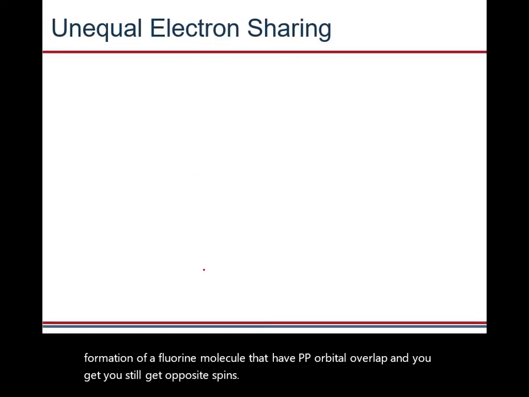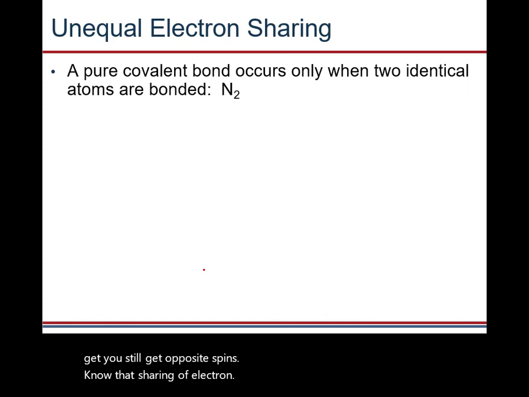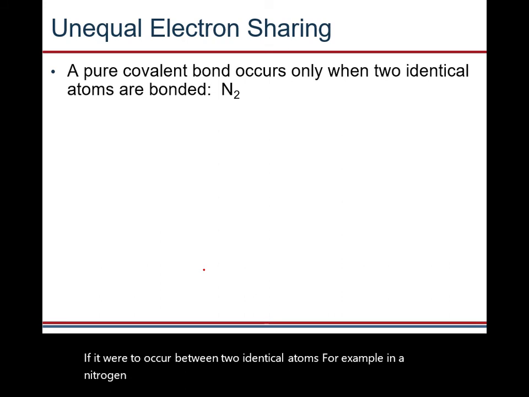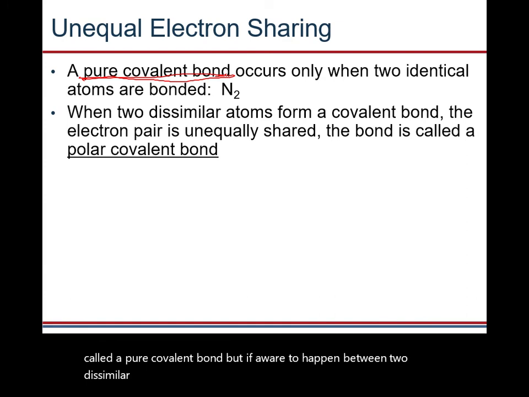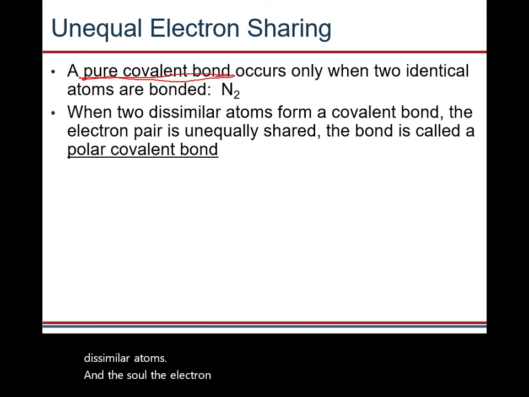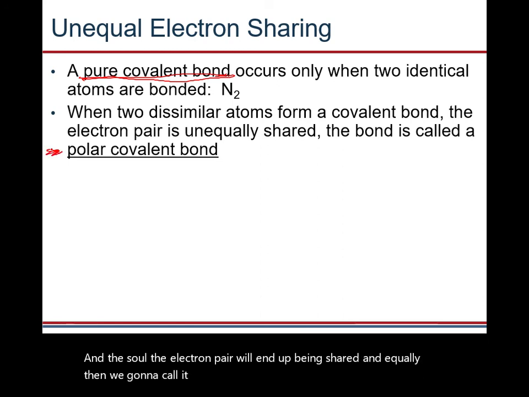Now that sharing of electrons, if it were to occur between two identical atoms, like for example in a nitrogen molecule, then we call that bond a pure covalent bond. But if it were to happen between two dissimilar atoms, and so the electron pair ends up being shared unequally, then we call it a polar covalent bond.